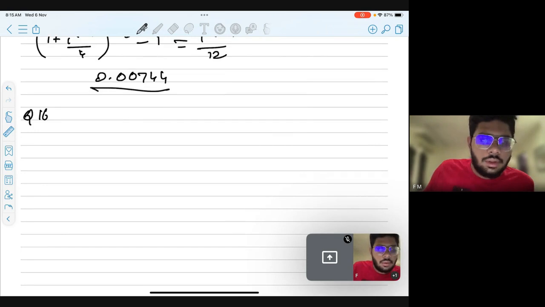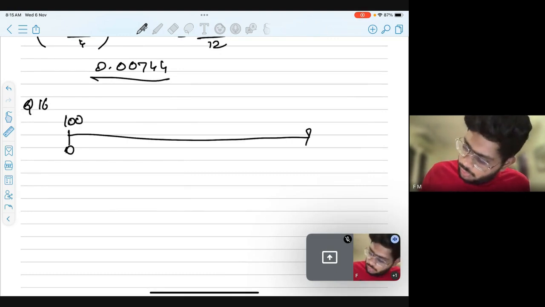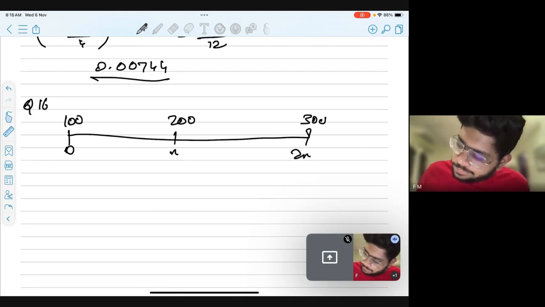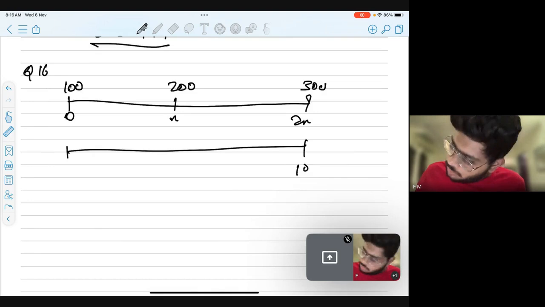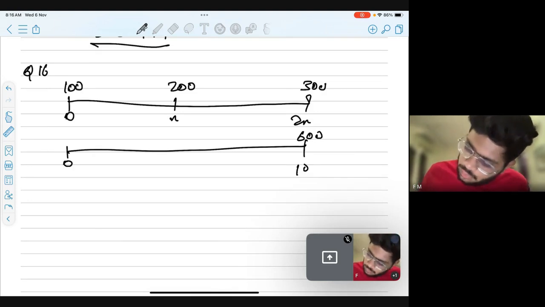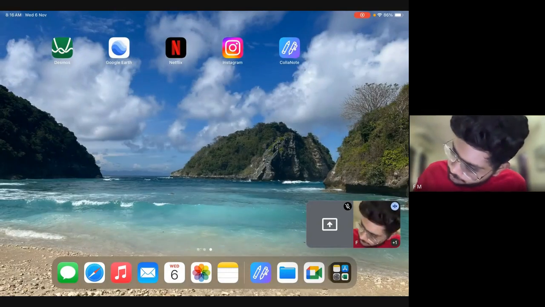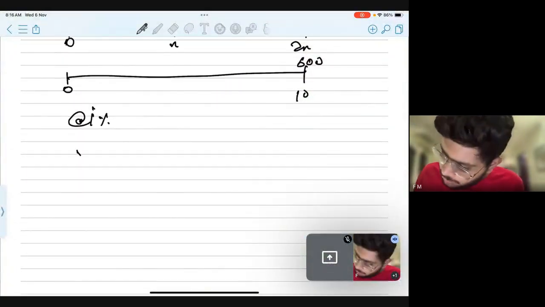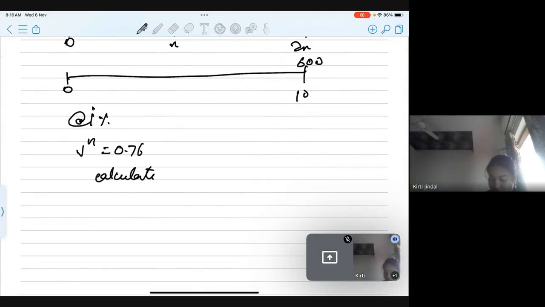David can receive one of the following two payment streams: 100, 200, 300, or 600. Both of them are valued the same at i%, and we know that v^n is equal to 0.76. Calculate i. I think this question we have done already.